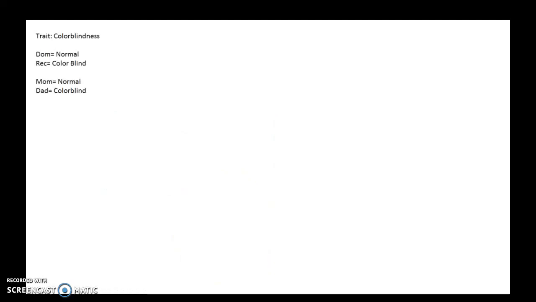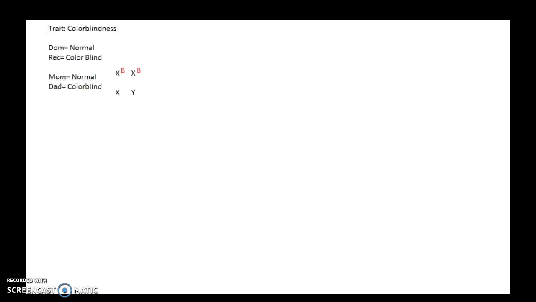So to look at how this would work in our Punnett squares. If we're working with the trait of color blindness, dominant would be to have normal vision, and recessive is to be colorblind. So I'm telling you that mom is normal and dad is colorblind, just for practice, all right? So right off the bat, we know mom is XX and dad is XY. If mom is normal, she is homozygous dominant, or she is heterozygous here.